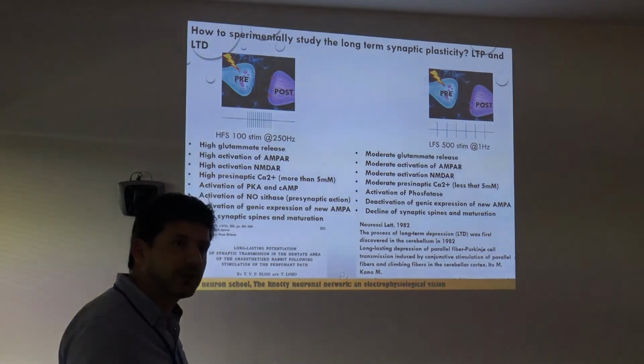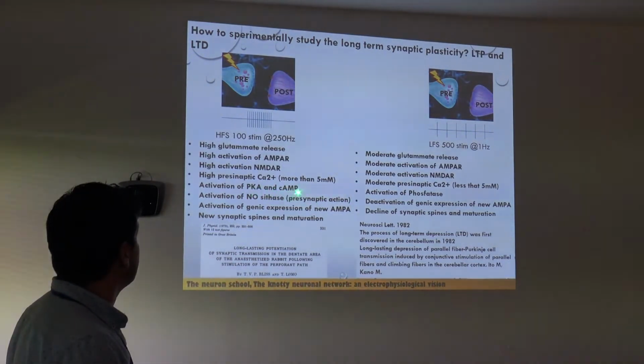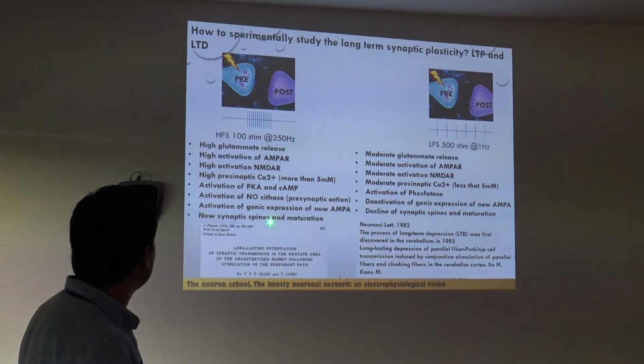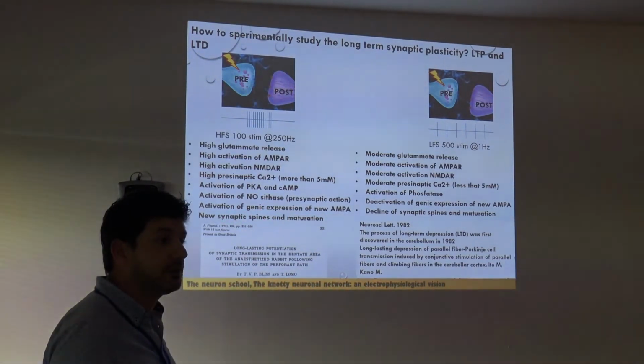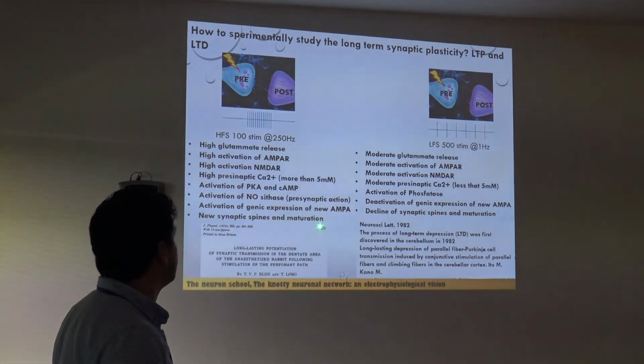So a lot of calcium concentration at the postsynaptic level activates PKA or cyclic AMP, and activation of nitric oxide kinase in the presynaptic action because it goes retrogradely and increases the glutamate release, activation of gene expression of new AMPA receptors, and then new synaptic spines and maturation.